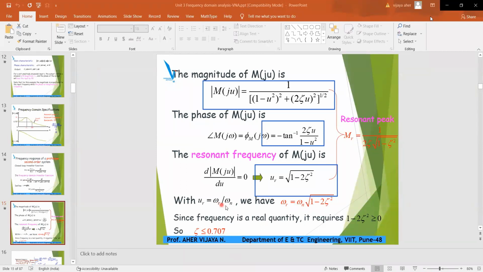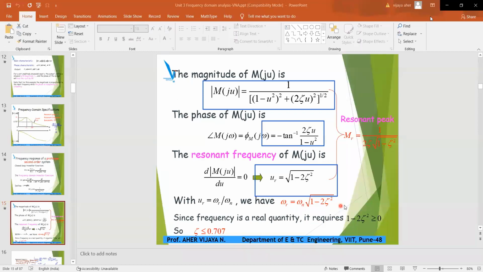Omega r is equal to omega n into Ur. What is Ur? Ur is equal to under root of 1 minus 2 zeta square, and hence we have the equation for resonant frequency: omega r is equal to omega n into Ur. So omega n into Ur is nothing but this equation. Put Ur is equal to under root of 1 minus 2 zeta square into this equation, right? So we now have the equation for the resonant frequency of M.